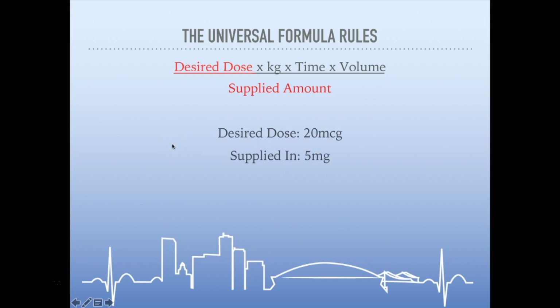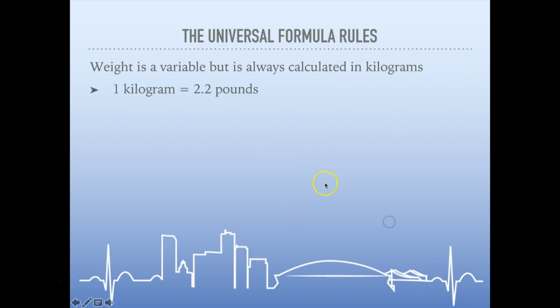This time, our desired dose is 20 micrograms, but our supplied amount is in 5 milligrams. We need to convert the 5 milligrams to micrograms. So when we set our formula up, you see for our desired dose, we have 20 micrograms. And then our supplied amount, we converted that also to micrograms from milligrams. We just took that 5, we added 3 zeros behind it, and now we have 5,000 micrograms to make sure that our desired dose and our supplied amount are in the same units of measurement.